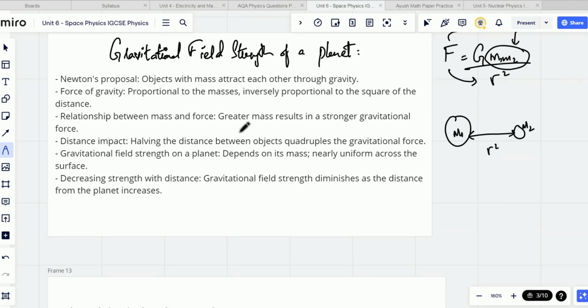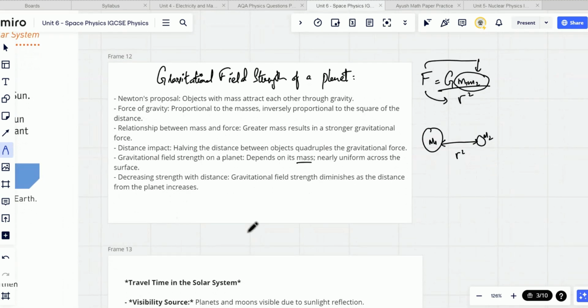Okay. Then the relationship between mass and force. What is the relationship between mass and force? I just discussed this with you. Greater mass results in a stronger gravitational field. What is the distance impact? Doubling the distance between objects quarters the gravitational force. So, as we increase the distance, our gravitational force keeps on decreasing. The gravitational field strength on a planet depends on the mass, and the strength decreases with distance, that is, the gravitational field strength diminishes as the distance from the planet increases. Got it?